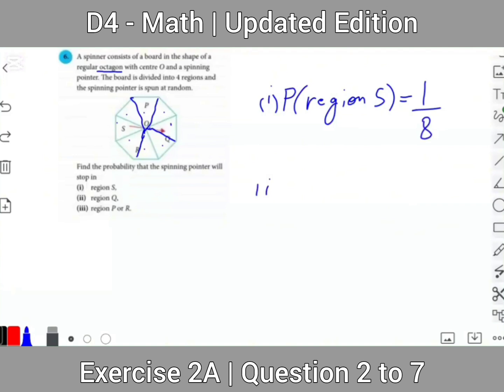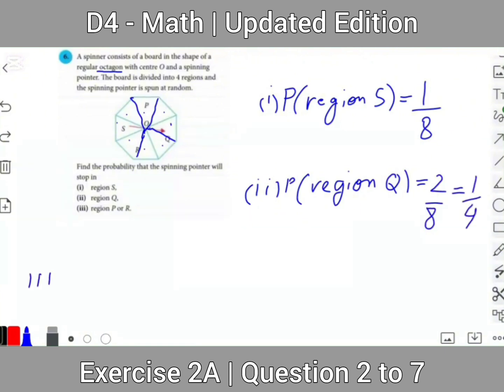Now for part 2, we have to find the probability for region Q. Since we can see that region Q covers 2 parts of the octagon, we have 2 over 8, which simplifies to 1 over 4. So the probability for region Q is 1 over 4. Now for part 3, the probability for region P or R.